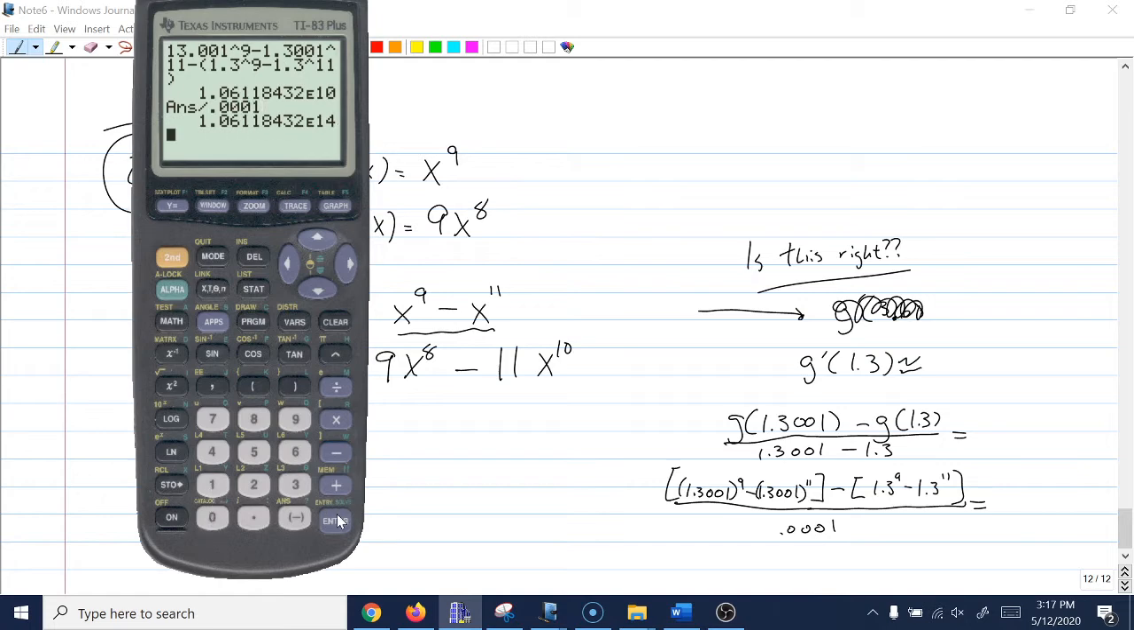Oof. Really? I still have a crazy big number. Did I screw this up? Oh, I had 13.001. Second enter. Okay, that should have been 1.3001 to the 9. Let's try that. That thing divided by 0.0001. Cool, I'm getting negative 78.264.